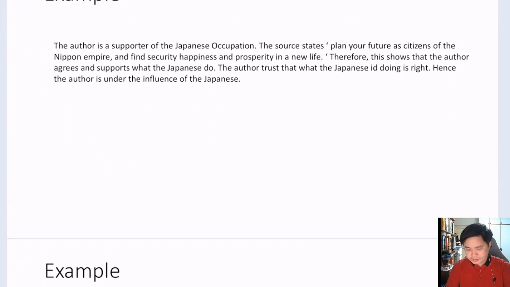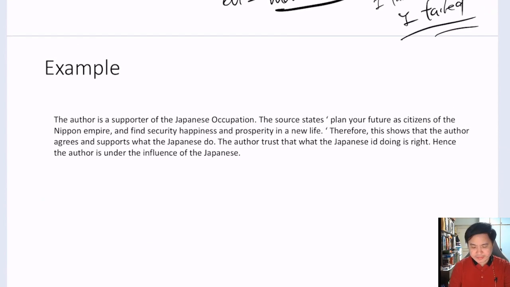Some examples here. For this question, is the author a supporter of the Japanese occupation? You say yes, the author is a supporter of the Japanese occupation. You have the evidence there. It says that you must plan your future, you will find happiness, security, and prosperity and a new life in the Japanese occupation. Therefore, let's look at this person's explanation. This shows that the author agrees and supports what the Japanese do. Can you see that this agrees and supports is exactly what I'm saying in the first line, that the author is a supporter of the Japanese occupation, but you're not clearly explaining the why?